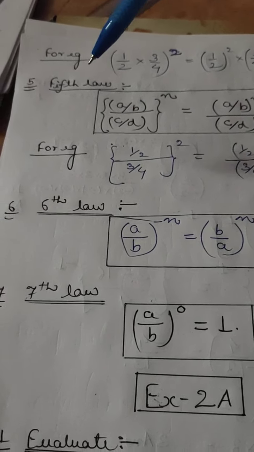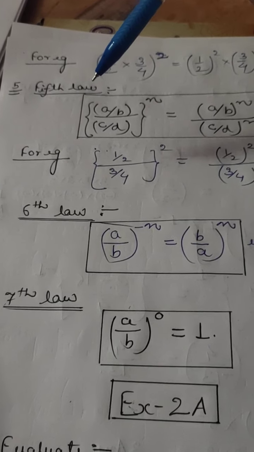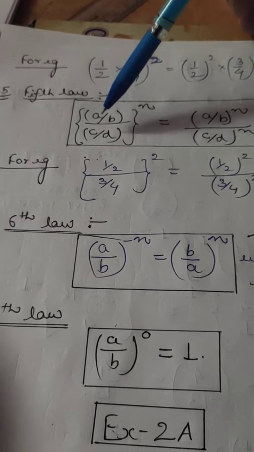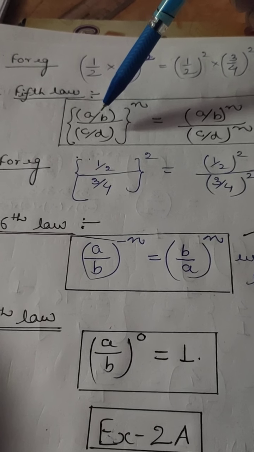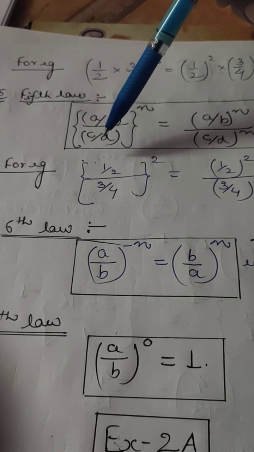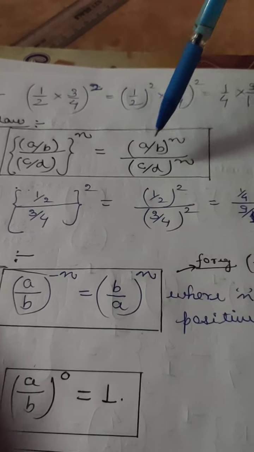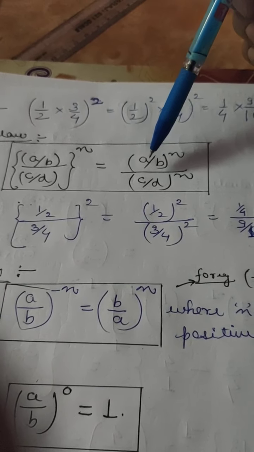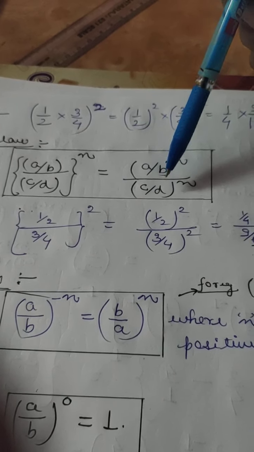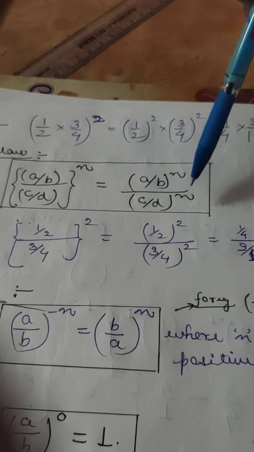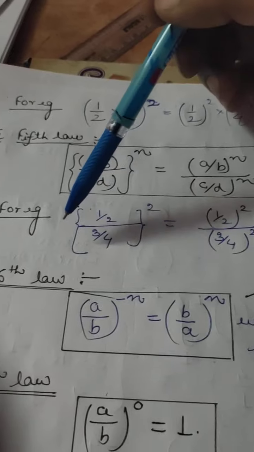So students, now comes the fifth law. The fifth law states that if two different rational numbers are divided and both the rational numbers have the same power, then we have to individually divide those rational numbers with the same power. Let us see this example.